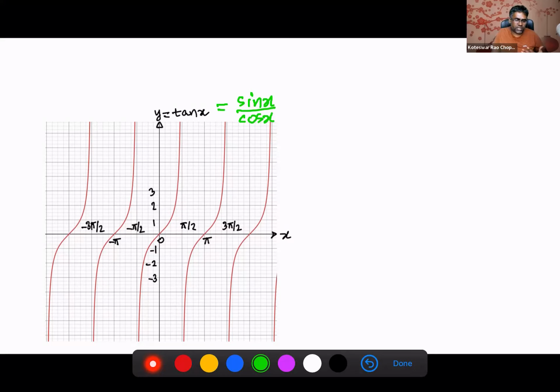So when is cos x 0? Cos x is 0 whenever your x is an odd integral multiple of pi by 2, right? So that is why again you see there is a discontinuity around pi by 2s. So pi by 2, 3 pi by 2, all odd integral multiples of pi by 2, you see a discontinuity. That means you see a break. Now here, I'll show you the break.